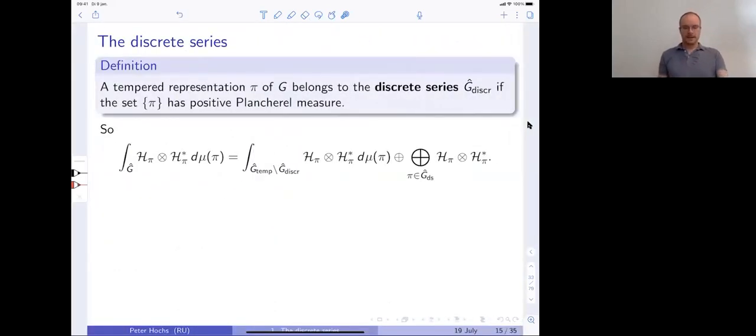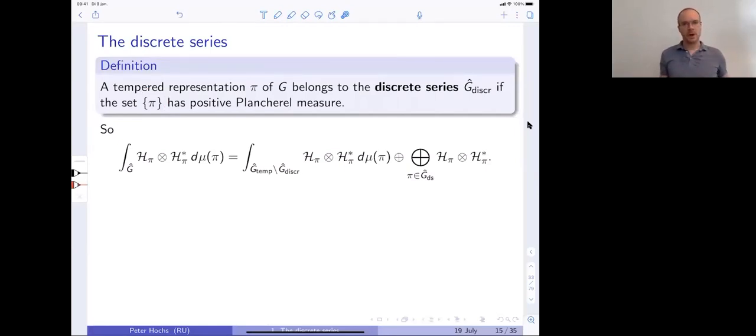Okay. Now there is a special kind of tempered representation, and that's the kind of representations that this first lecture is about, and that's the discrete series. So we saw for SL2R, there's a continuous part and a discrete part. We saw for compact groups that the decomposition is always completely discrete. So there may be a discrete part, in addition to possibly a continuous part, and the discrete part is called the discrete series. And the definition is: a tempered representation is in the discrete series if the single point set pi has positive measure. And that means in this decomposition, it's a direct summand instead of just part of some continuous decomposition.